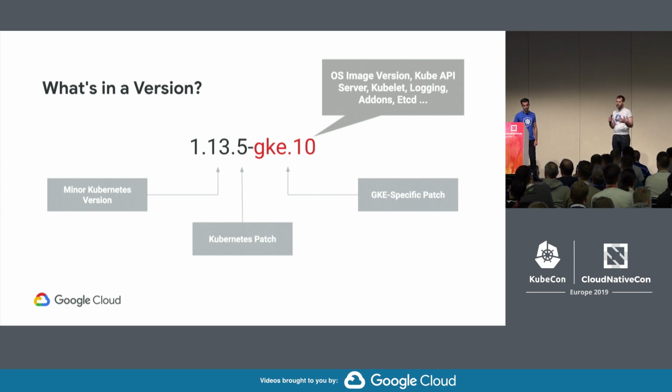And that's because at the end of the day, the GKE.10 is specifying the patches that we've provided on top of it. This version number is our version number for all of our software. It's the version number for the OS image, the Kube API server, the kubelet, logging, and so on. It's kind of our bundle ID.